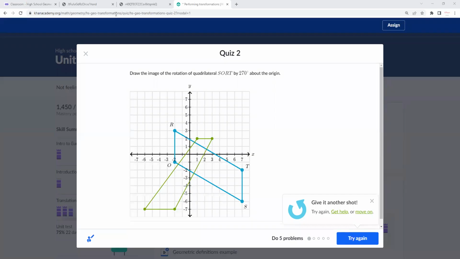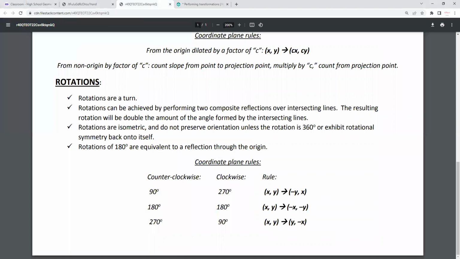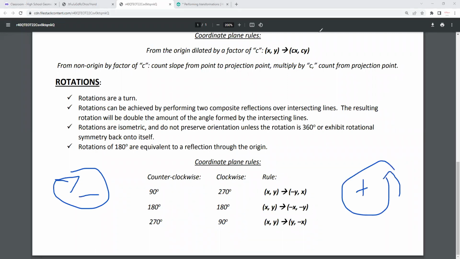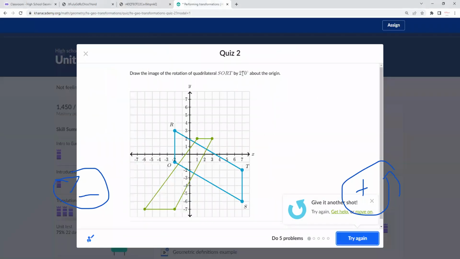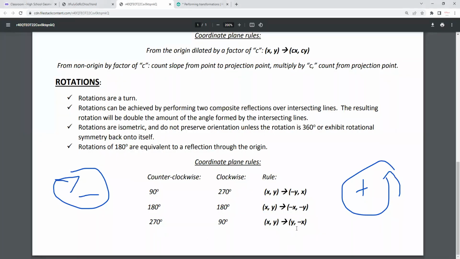Okay, so we're doing rotation. When doing rotations, use this cheat sheet. Clockwise is this way, it's a negative rotation. Counterclockwise is this way, it's a positive rotation. So this tells you it's going 270 degrees about the origin. That's positive, so it's going to be counterclockwise 270.